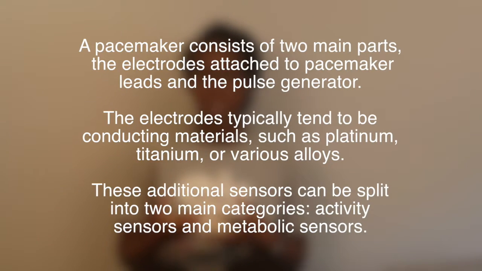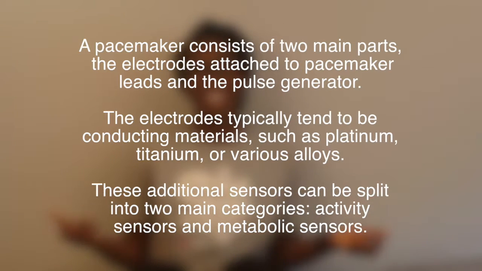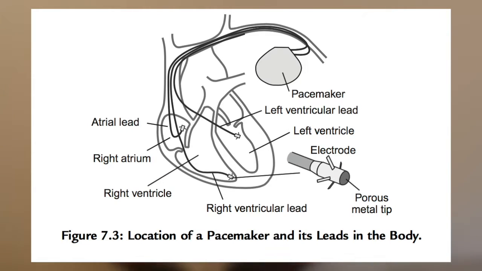Now, pacemakers consist of two main parts: the electrodes that are attached to the pacemaker and the pulse generator. The electrode of the pacemaker monitors the signal's frequency in addition to other waveforms, and passes this information to the computer in the pulse generator to determine the patient's heart rate and rhythm. The electrodes typically tend to be conducting materials such as platinum, titanium, gold, and other different alloys. So when the heart has an abnormal heartbeat, the generator sends electrical signals to the heart to reset the heartbeat rhythm.